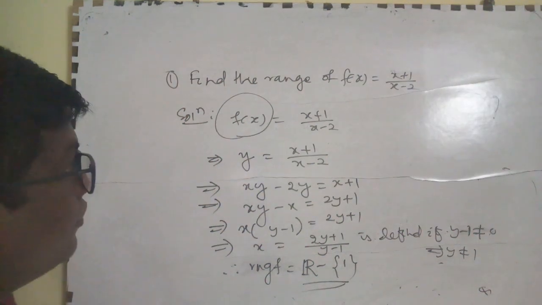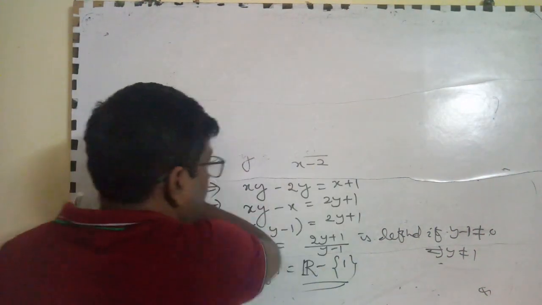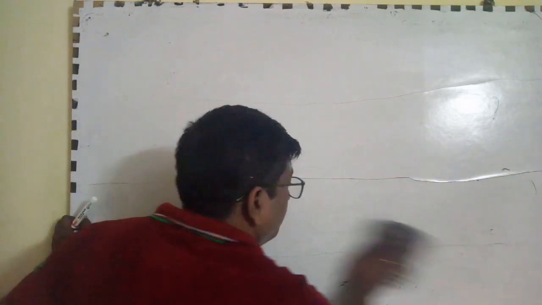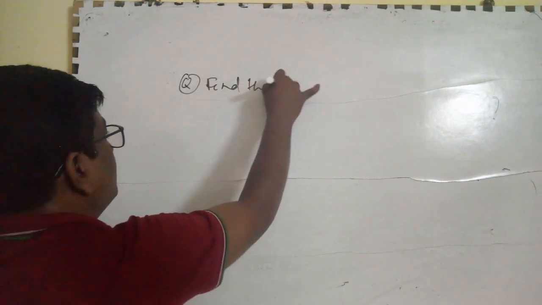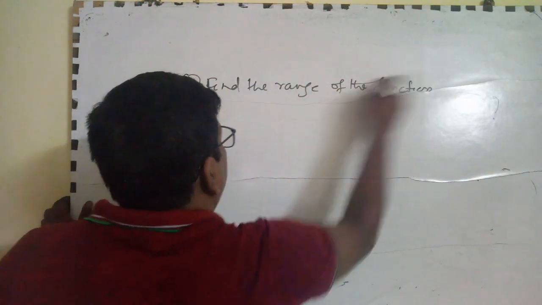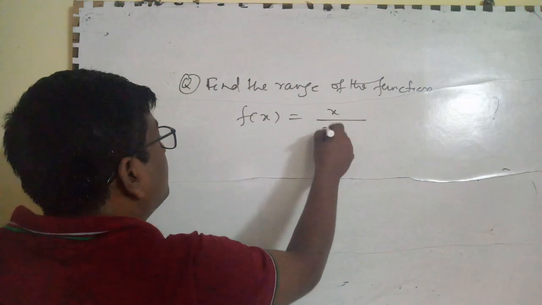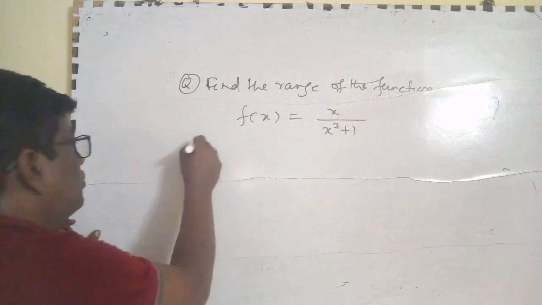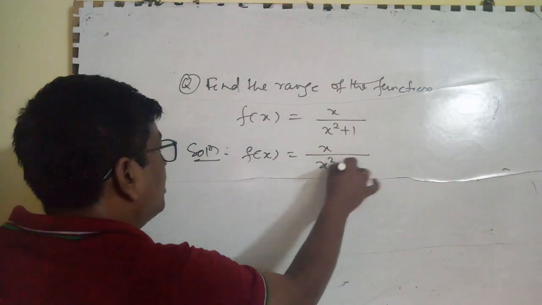Now, find the range of the function f of x is equal to x by x square plus 1. Solution: f of x is equal to x by x square plus 1.